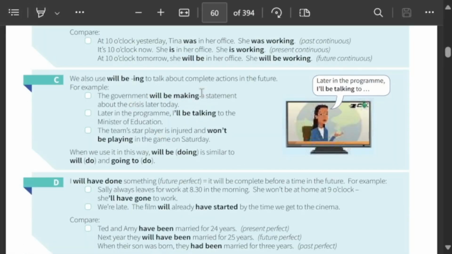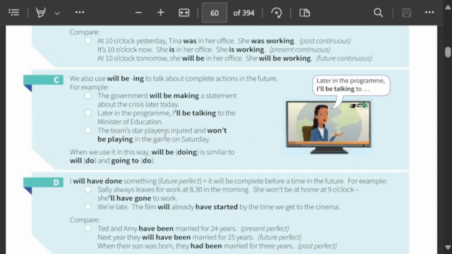So the government will be making a statement about the crisis later today. They will be making. Later in the program, you see the program is like a TV program. Okay. Later in the program, I'll be talking to the Minister of Education. For example, this woman is saying, no? Later in the program, I'll be talking to the Minister of Education. I'll be talking later in the program.